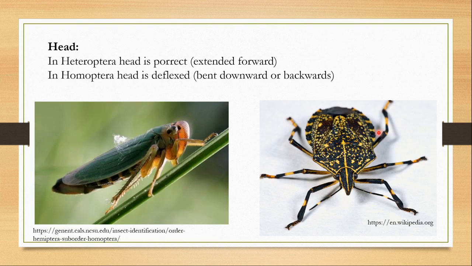Let's talk about the characters of the head. According to the suborder, the head is also very different. In Heteroptera, the head is porrect, or it is extended forward. It makes a rostrum, and that rostrum can be folded backwards, but the head is extended forward. In Homoptera, the head is deflexed, or it is bent downward or backward.